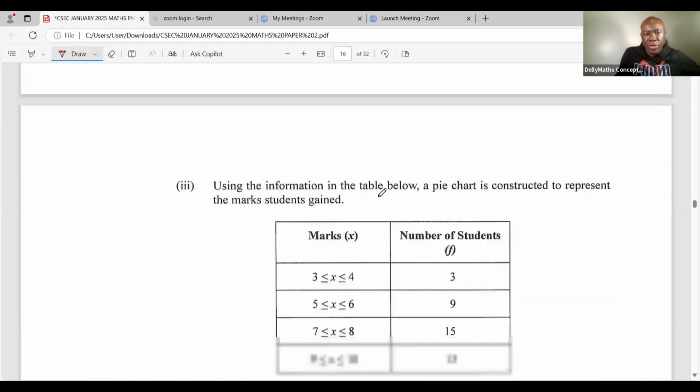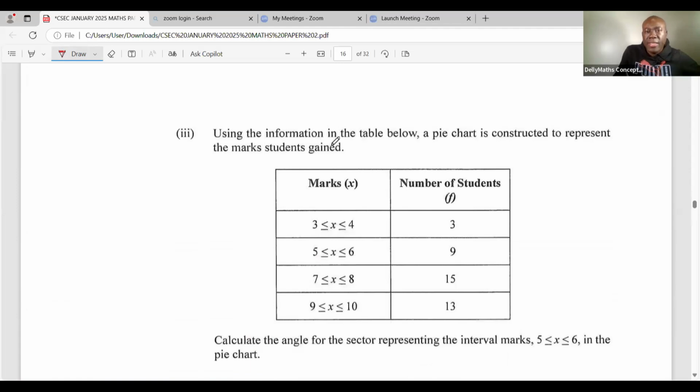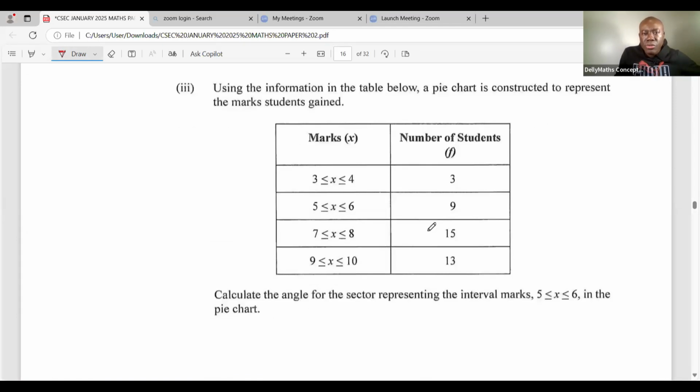Now let's jump to the other question. It says, using the information in the table below, a pie chart is constructed to represent the marks students gain. All right, so we're looking at that. So it says here, calculate the angle for the sector representing the interval where x is greater than or equal to 5, but less than or equal to 6 in the pie chart.